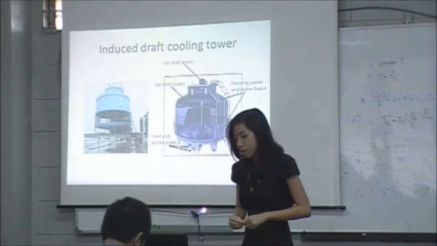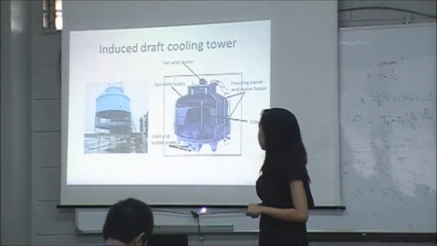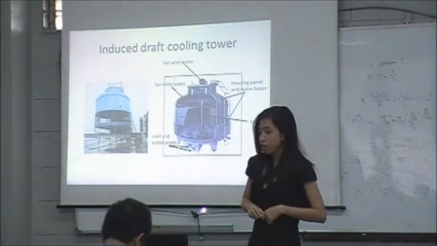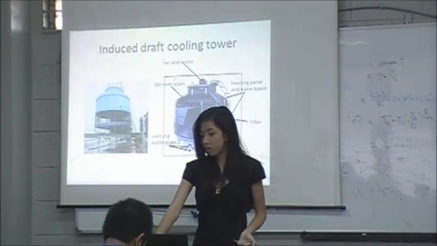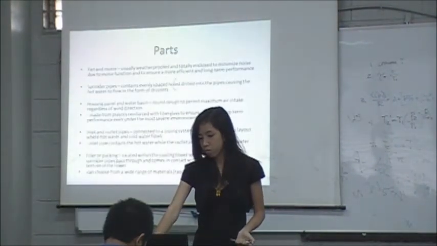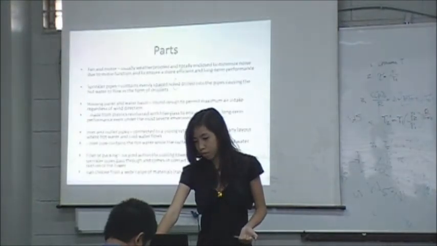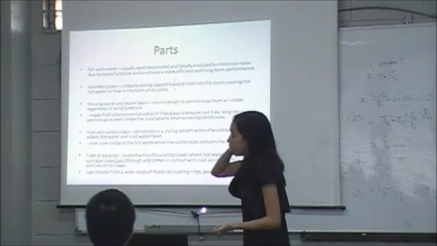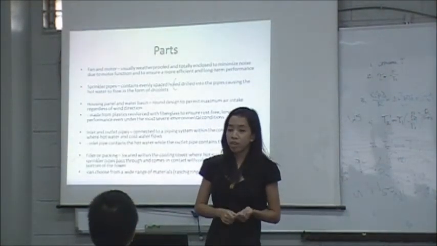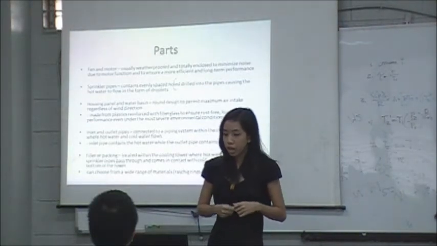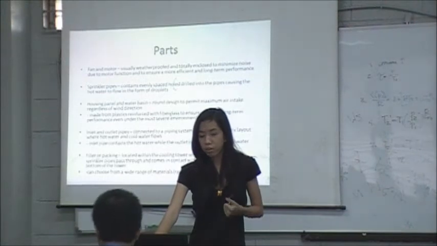And then this is the image for the induced draft cooling tower. This includes the parts: fan and motor, sprinkler pipes, housing panel, water basin, filters, and inlet and outlet pipes. The fan and motors are usually weatherproof to prevent rusting and corrosion, to minimize noise from the motor output, and also for longer performance.